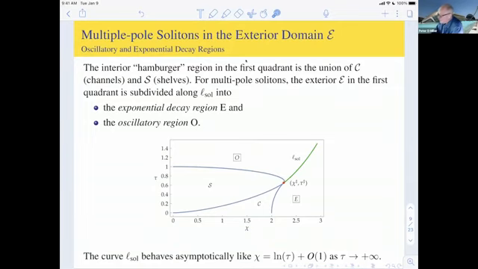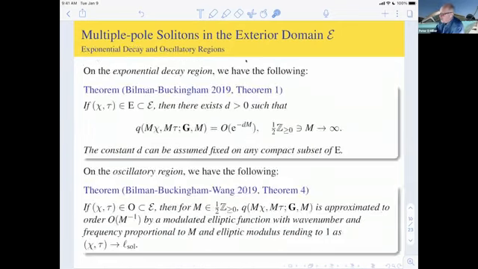It's a soliton, right? So somehow what we're saying in this region E, inside of the exterior, is that there's some capital D greater than 0 such that q is bounded by e to the minus d times m. So it's an exponentially small solution in that region E, and that's true when m is a half integer. So that's the soliton sequence. And here the constant d can be assumed to be fixed on any compact subset of this exponential decay subregion of the exterior.